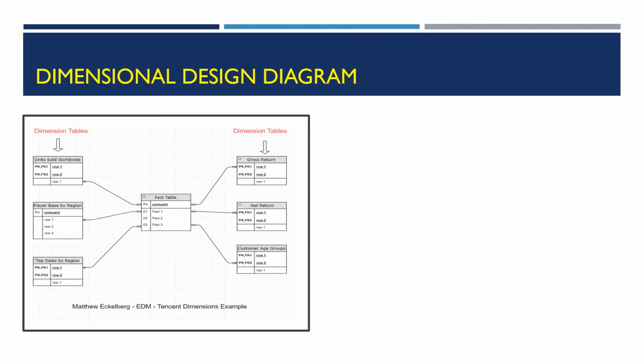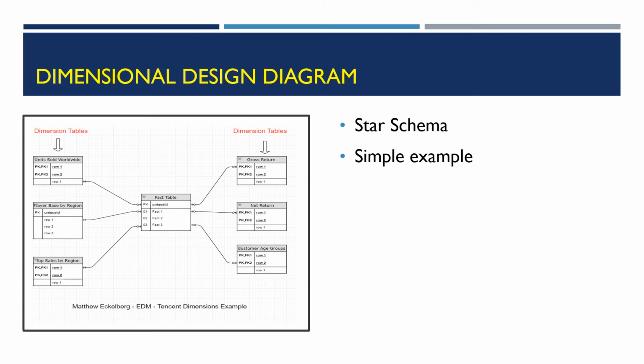So, dimensional design diagram. This is the diagram that I actually created. As you can see, it is a star schema with the one fact table in the center and the dimension tables all deriving off of it, providing context to those facts. This is a very simple example. It is not completely filled out.